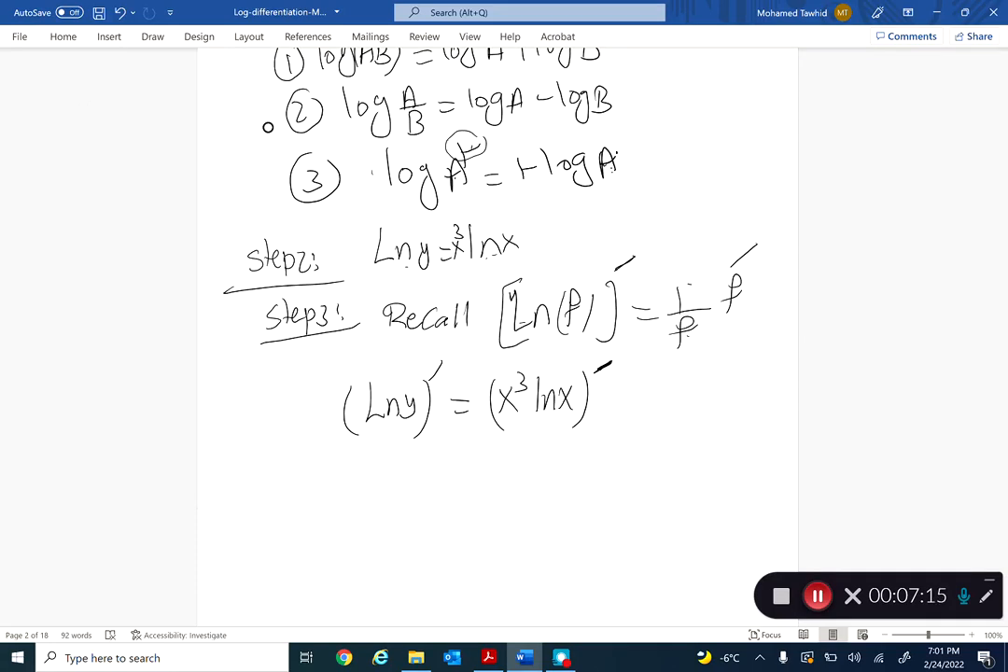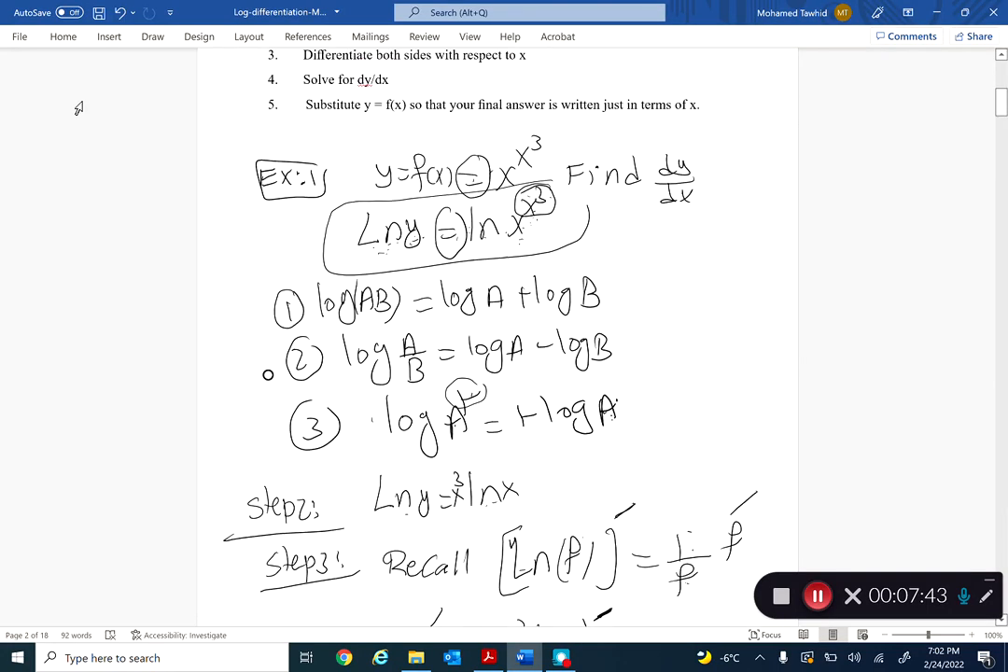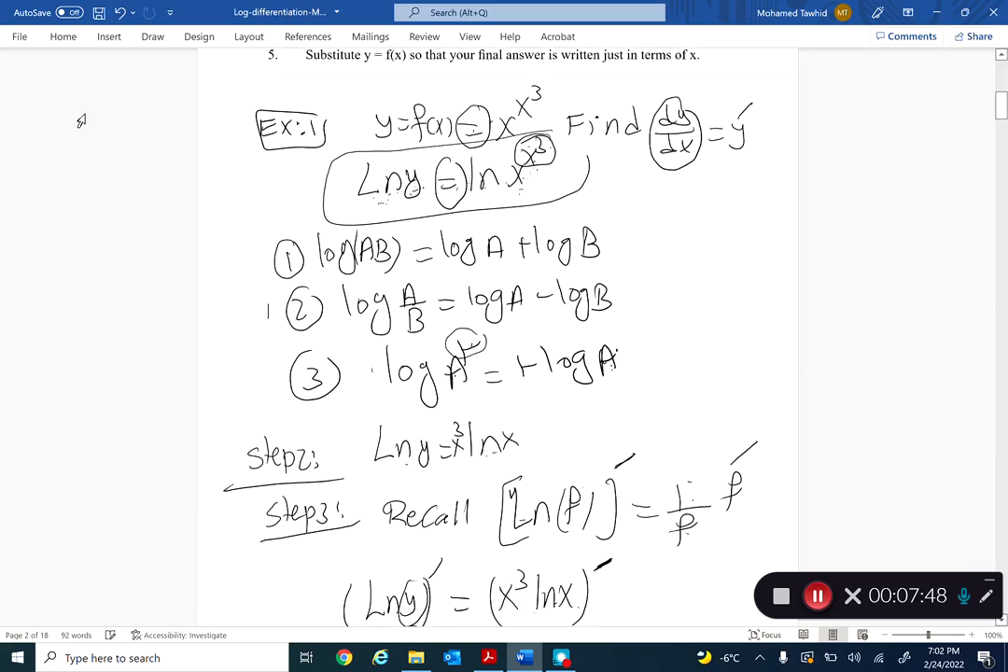Now let me read this one. X cubed multiplied by ln x. Did you hear the words multiplied by? Multiplied by means product rule. So the left side is separate. What is your f here? Your f is y, so the derivative is 1 over y multiplied by y prime. Remember, the goal is to find dy by dx, which is y prime.